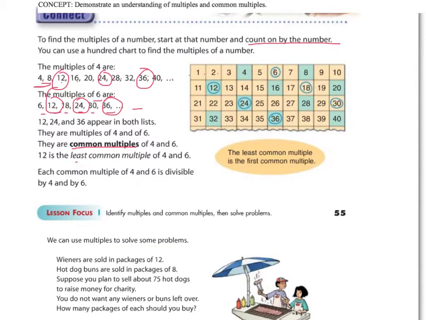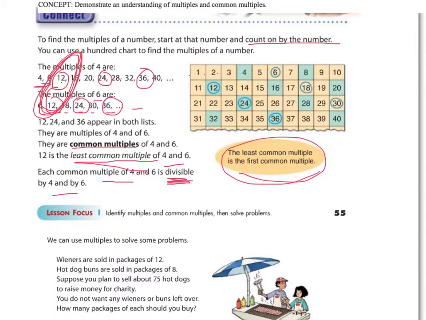Often we are looking for the least common multiple, and our least common multiple would be the smallest number that is common, so it is 12. In order to confirm that a number is a common multiple, we can check, is it divided by 4 and by 6? 12, can we divide it by 4? Yes, it's 3. 12, can we divide it by 6? Yes, it's 2. So this would be a good common multiple of 4 and 6. So the least common multiple is the first common multiple, or the lowest number, the least number.